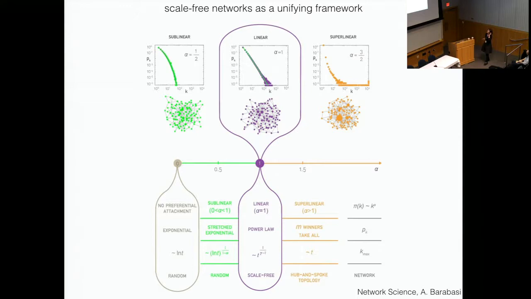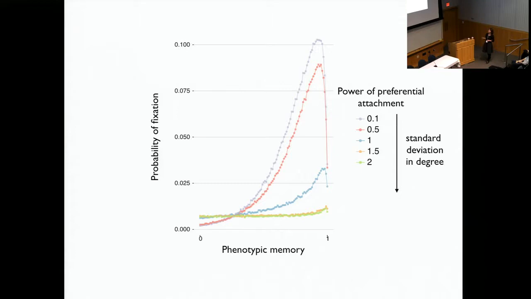So networks that we can get from data, and networks that don't have these very regular properties. Just to start, we used scale-free networks as a unifying framework where we vary the power of preferential attachment, where you can go from purely random networks to winner-takes-all networks with incredibly large hubs. And if we play with our persistence model in this spatially explicit framework, we find, qualitatively, the same type of dynamics, where an intermediate phenotypic memory leads to the highest probability of fixation.